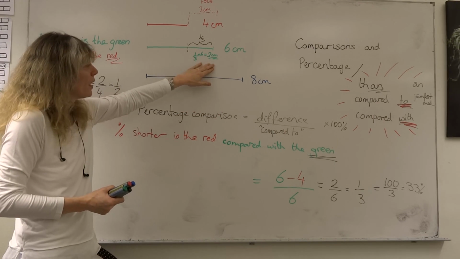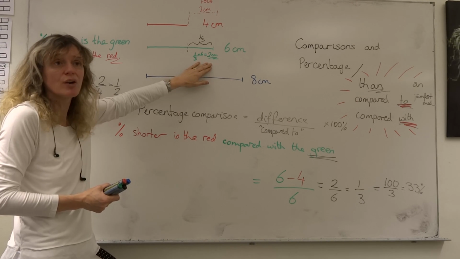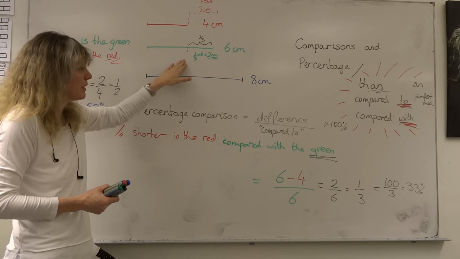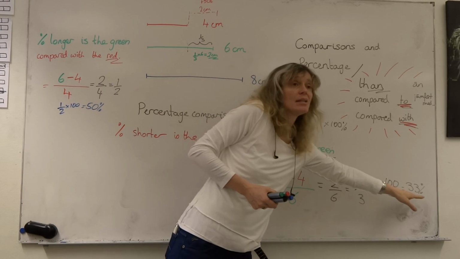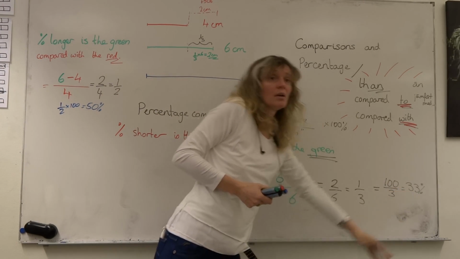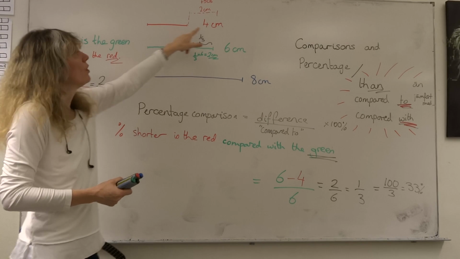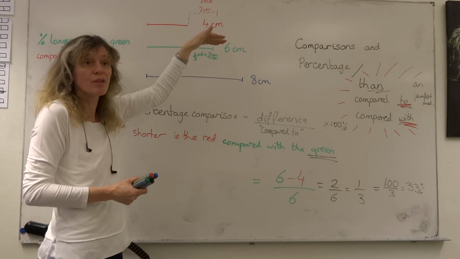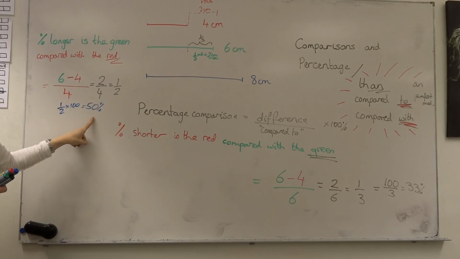Here we're saying, what's the percentage change for the green one? We're going from 6 to 4 centimeters, but here the answer is 33%. Whereas this one is going from 4 to 6 centimeters. We're just doing the other thing, and the answer is 50%.